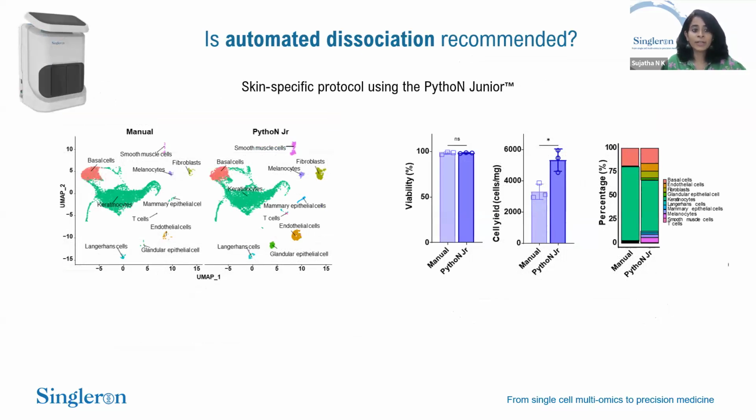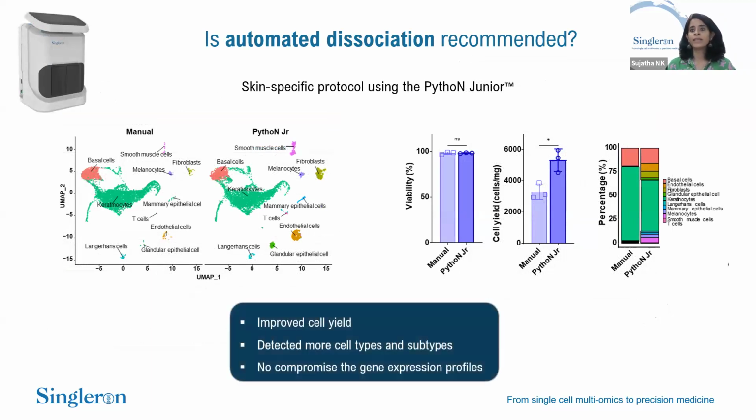Of course, the question that does come up is, do you really need to do automated dissociation? Lots of people might just do manual cutting up the tissue and grinding it. So just to showcase some data, this is comparing manual and Python Junior skin dissociation. What we do see is that with an automated method, you may still be able to get highly viable samples from manual, but the number of cells that you get is much higher when you use an automated method like Python Junior.